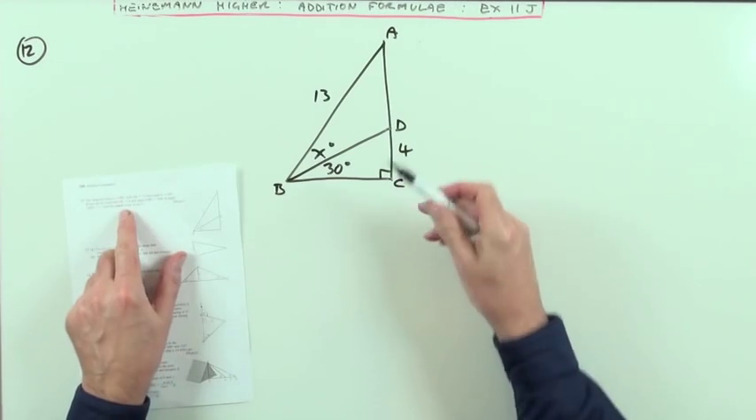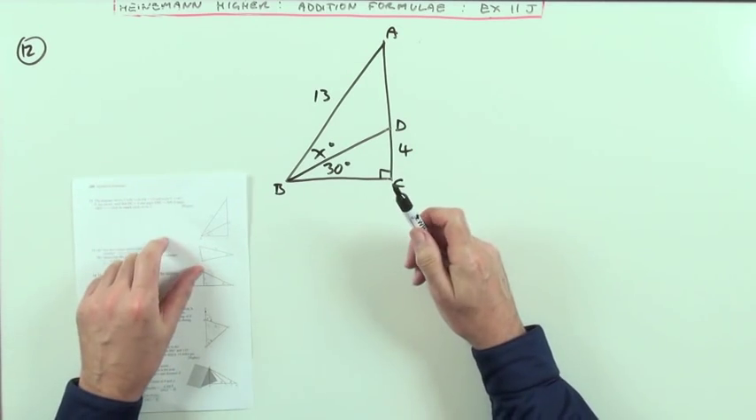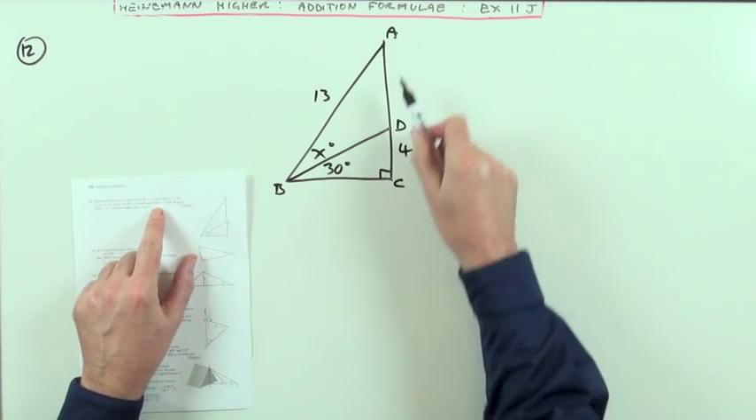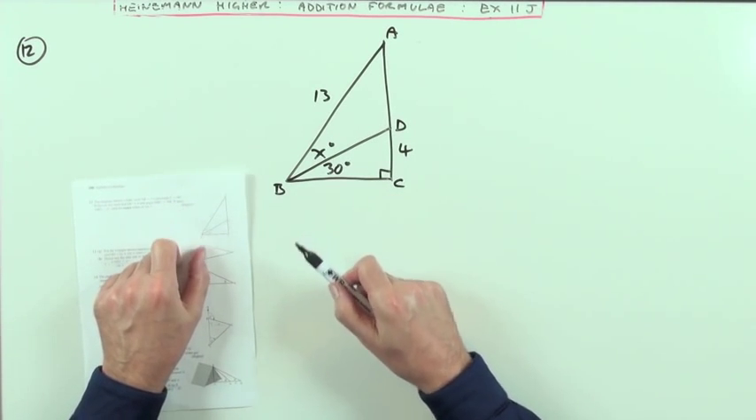Now in question 12, here's a triangle ABC split into two parts by this line. All the information is there. It says that DC is 4. The angle DBC, it says 308. Obviously that means 30 degrees. The 8 should be a degree sign.